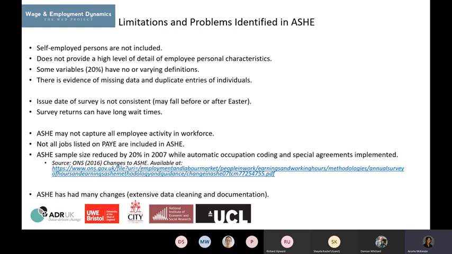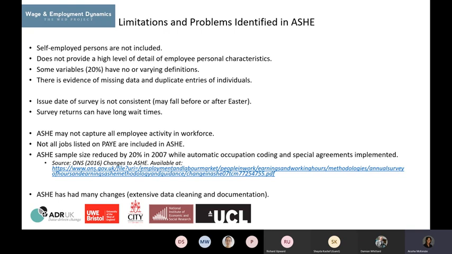The issue date of the survey falls around the same time, but is not necessarily consistent because it is shifted to accommodate the Easter holiday period, so it can be sent out before or after. And as we know with other surveys as well, it can have a long wait time. And specifically in 2007, the ASHE sample size was reduced while the automatic occupation coding and special agreements were implemented. So that's something else that we have noted.